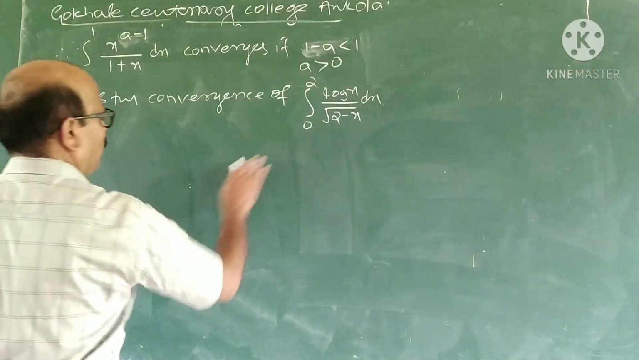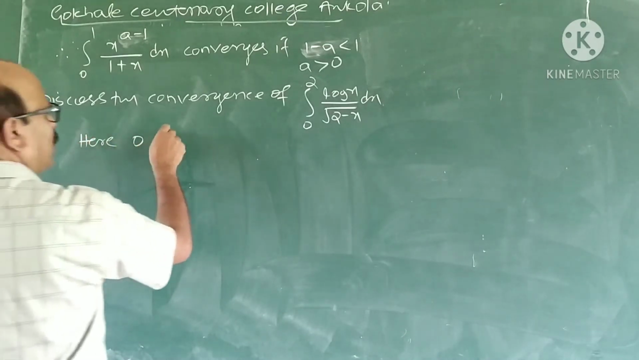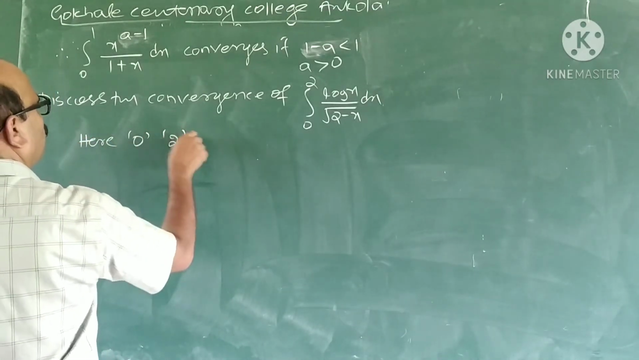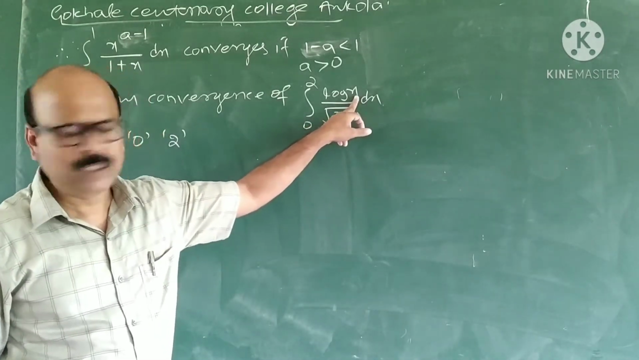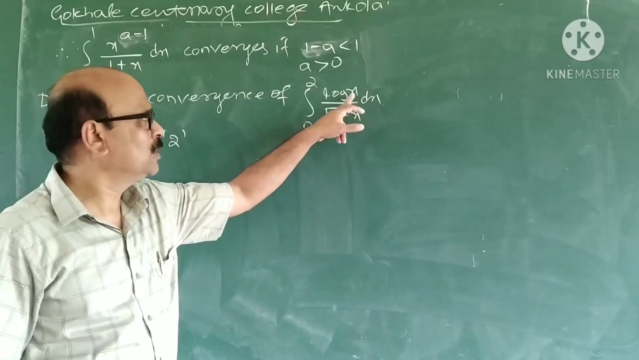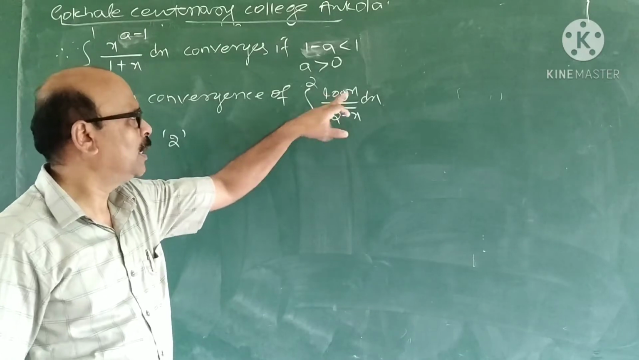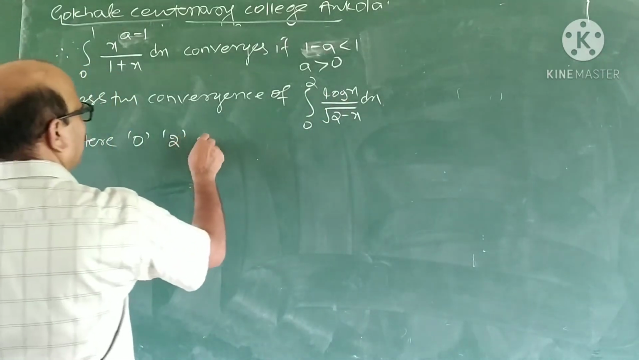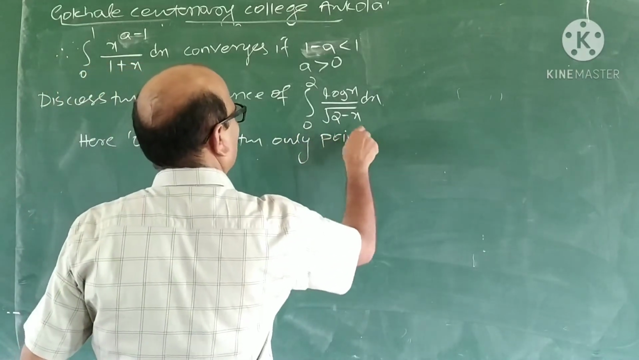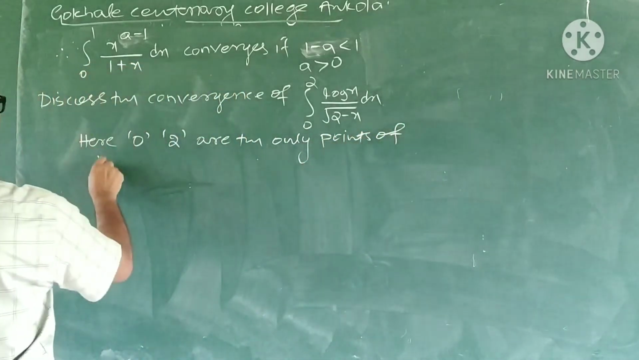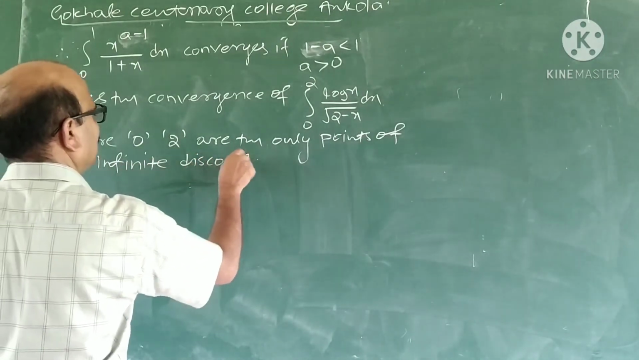Now, first study the problem here. Here, 0 is a point of discontinuity. 2 is also a point of discontinuity. Why is 0 a discontinuity? Because log 0 is not defined. Log 0 is minus infinity. When x is 2, because of this, the function becomes unbounded. So 0 and 2 are the only points of infinite discontinuity.